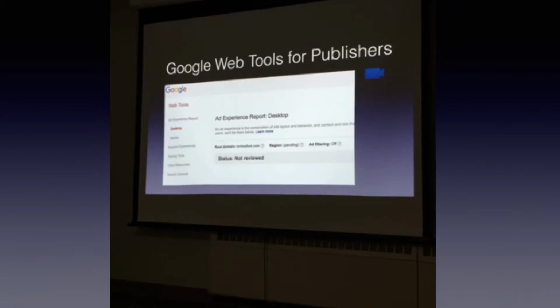And abusive is the word. It's the word abusive. And so they have testing tools. So this is a whole set of items for the publisher to deal with once Google decides to go into their site.